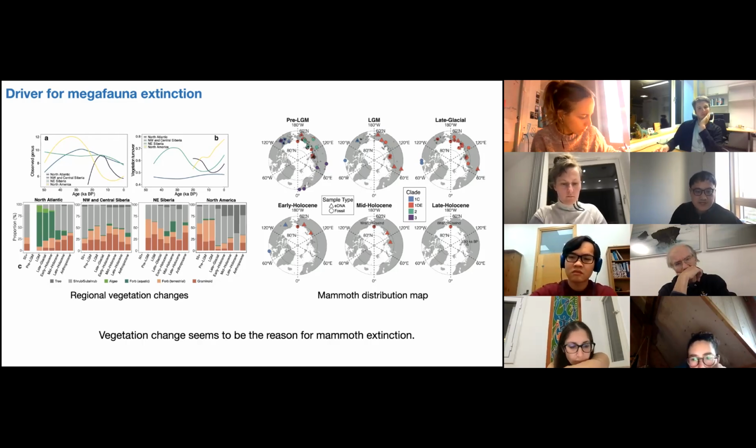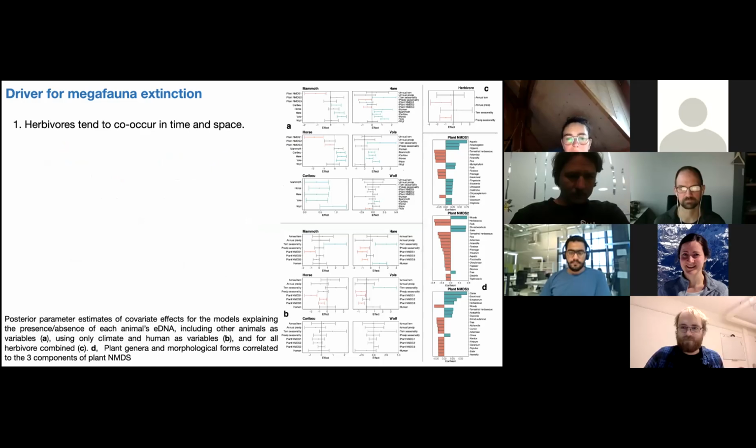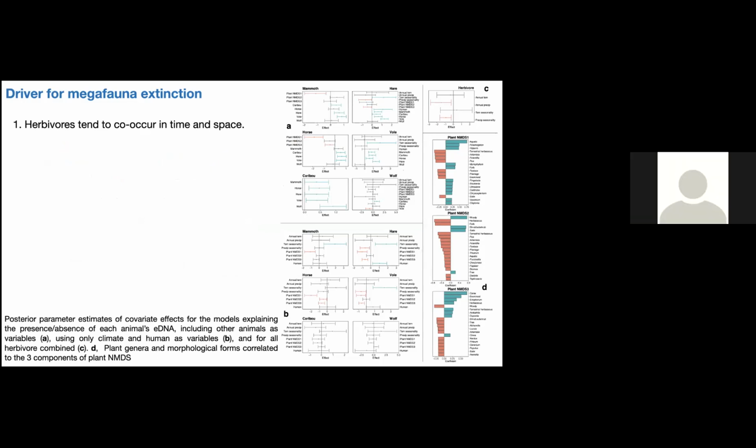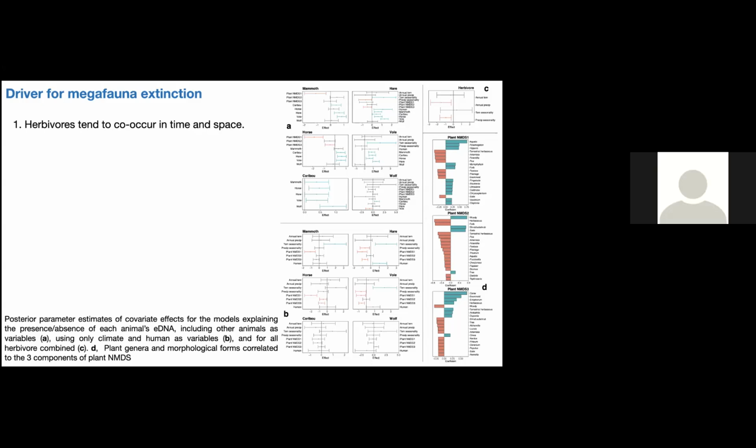So the vegetation change seems to be the reason for mammoth extinction. And next, we developed this model to comprehensively put different components of climate, human distribution, vegetation, and animals into one model to predict how different elements contribute to the megafauna distribution.